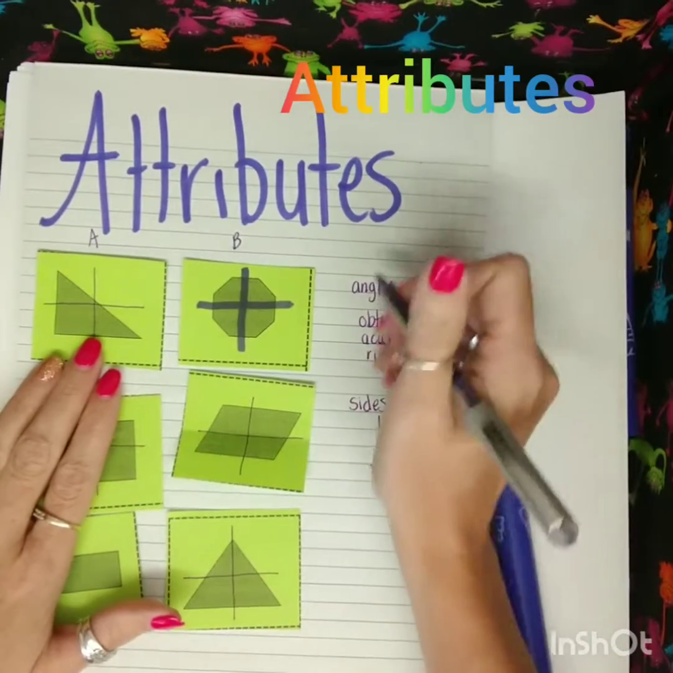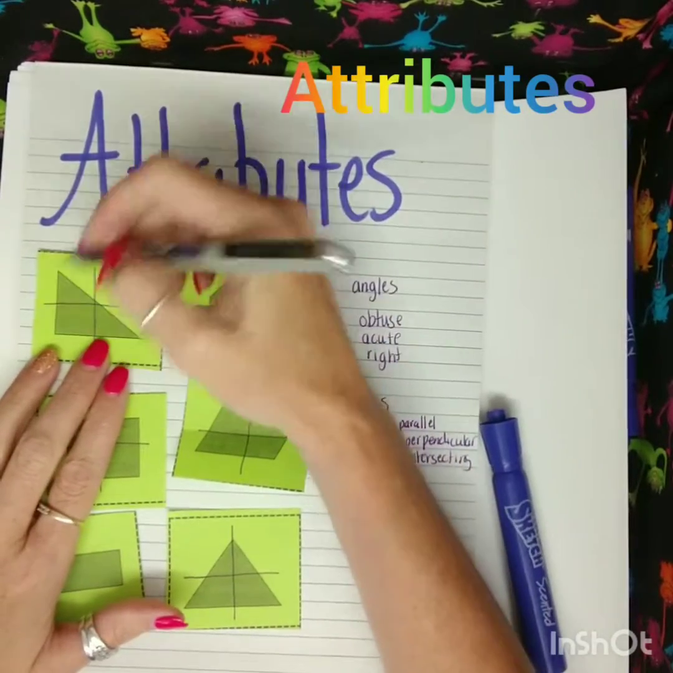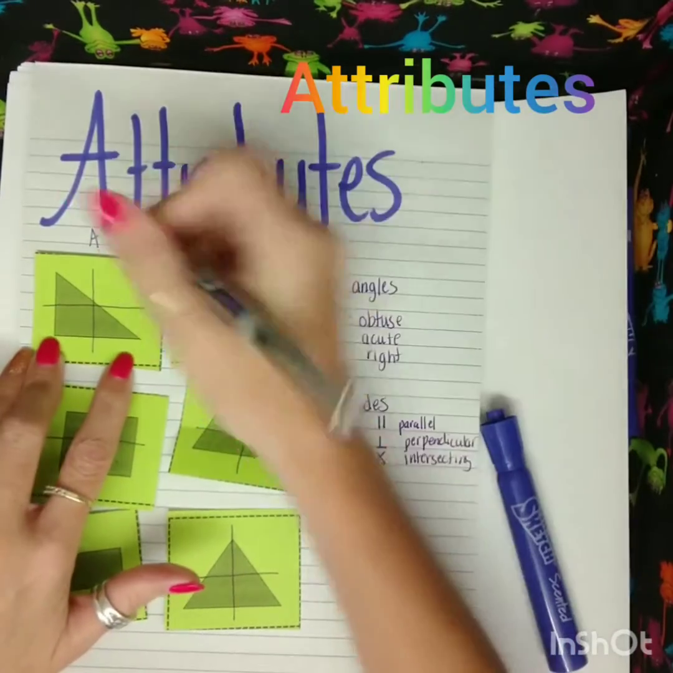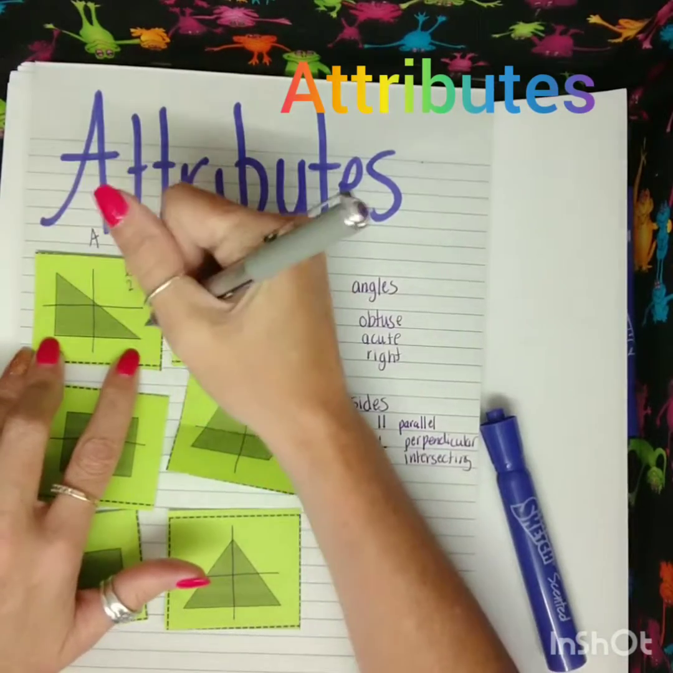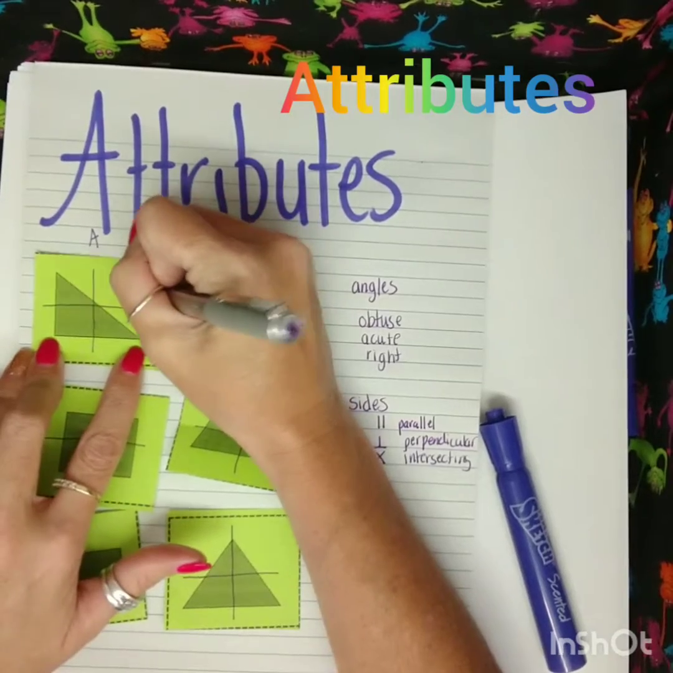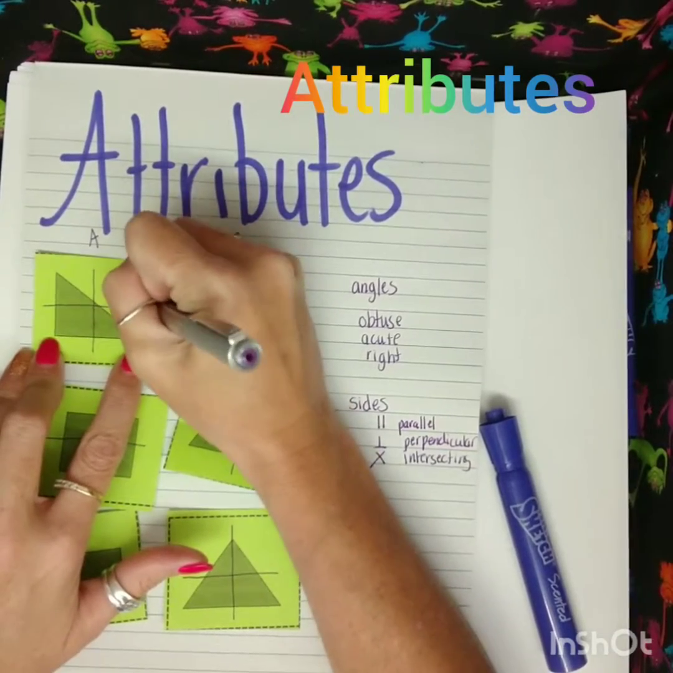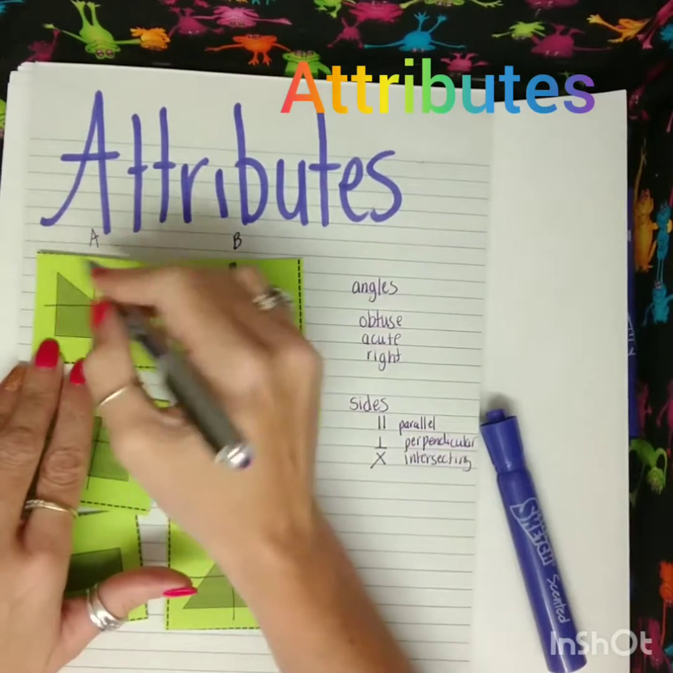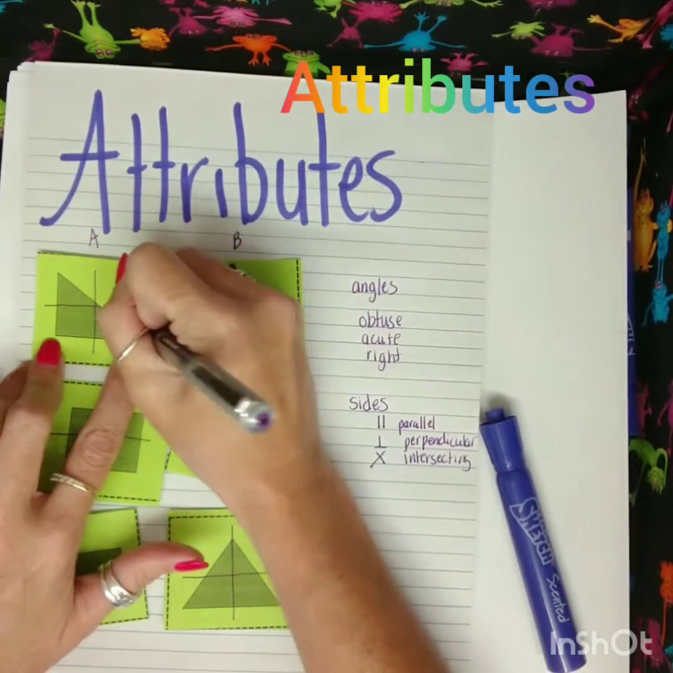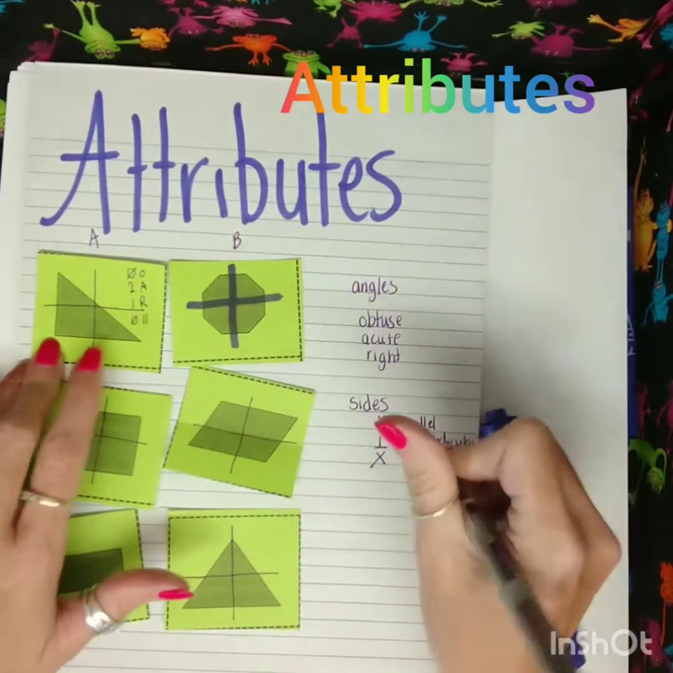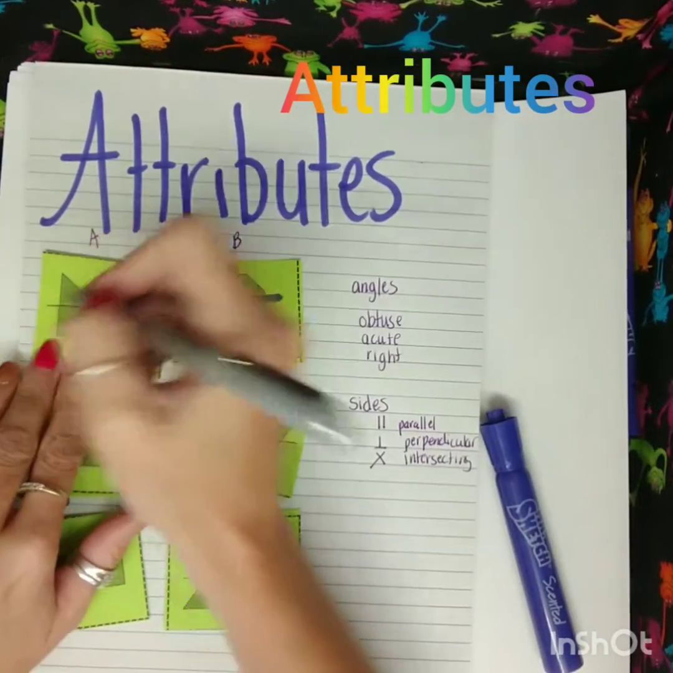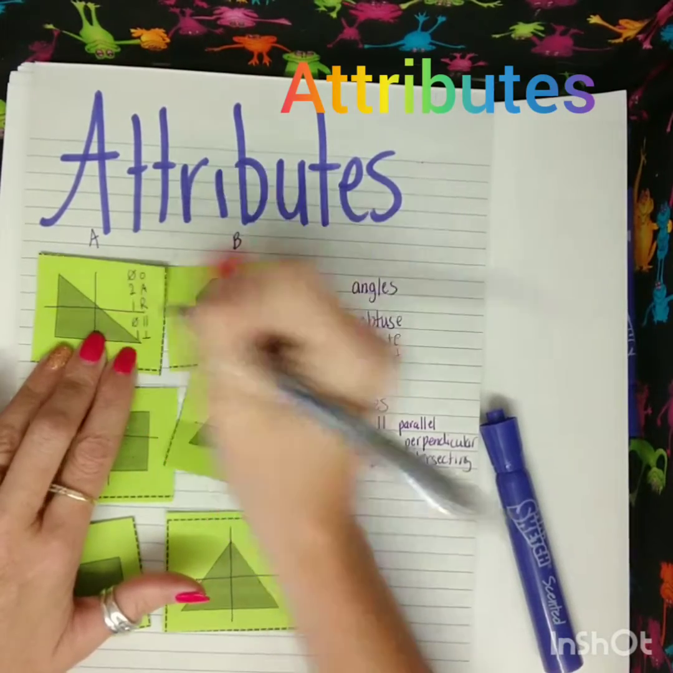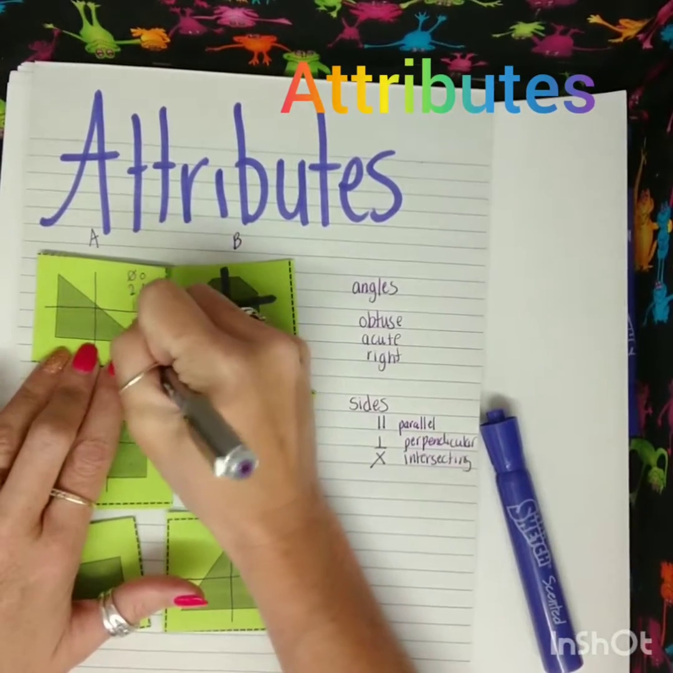I'm going to start here, and it has 0 obtuse angles, so I'm going to put 0. There are 2 acute, because all triangles have 2 acute angles, and there's 1 right. So those are my angles. Now I'm going to go to my sides, parallel. There are no parallel sides. Perpendicular: there is 1 perpendicular side over here. And I have 2 intersecting sides.